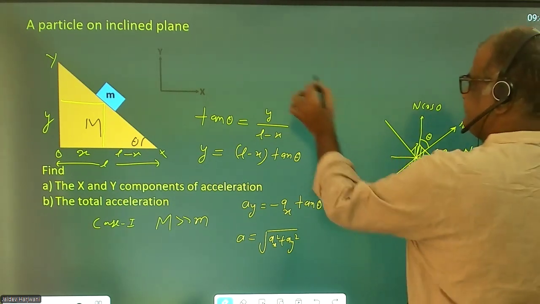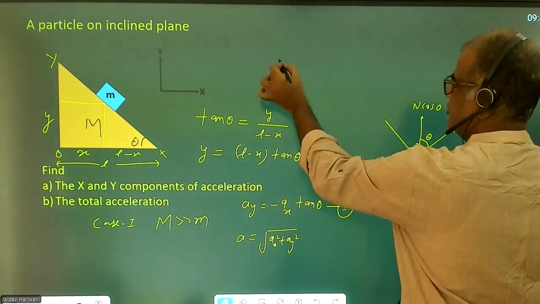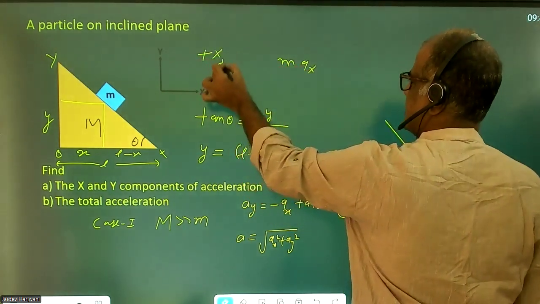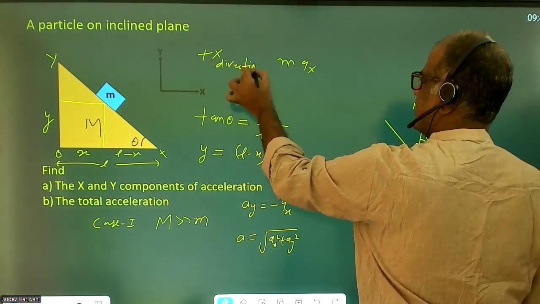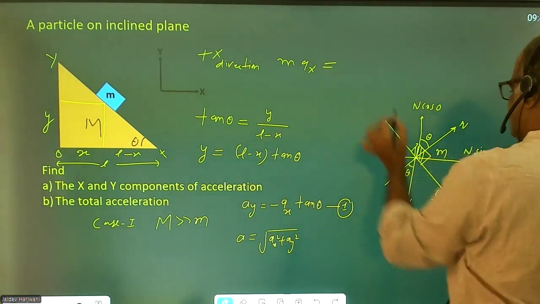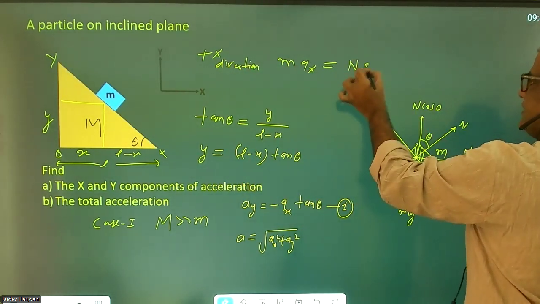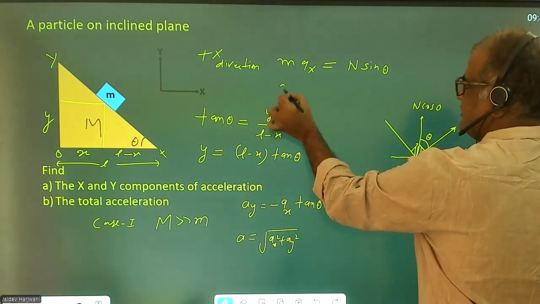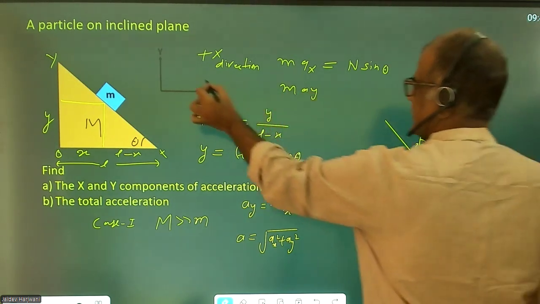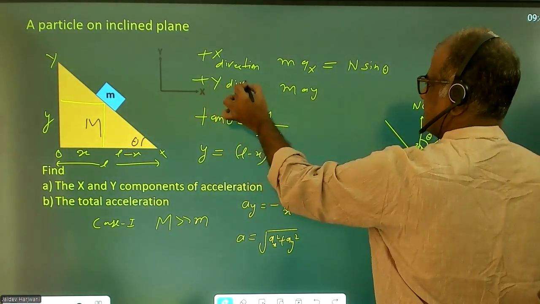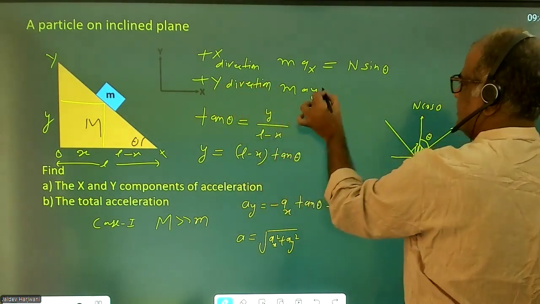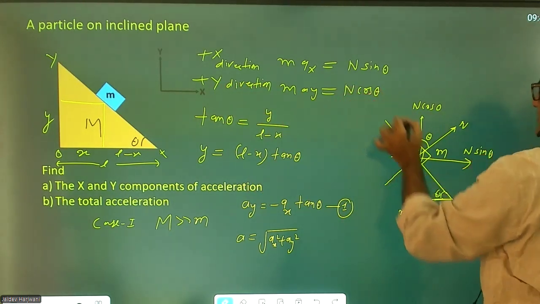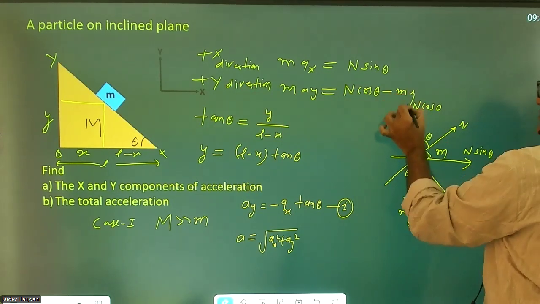Let us say this is my motion in the plus x direction. I'm writing the equation for the plus x direction. So m ax equals, in the x direction, there is only one force component, N sin theta. Similarly, if I write the equation in the plus y direction, this will give me m ay equals N cos theta minus mg, since in the y direction the force components are N cos theta and mg.